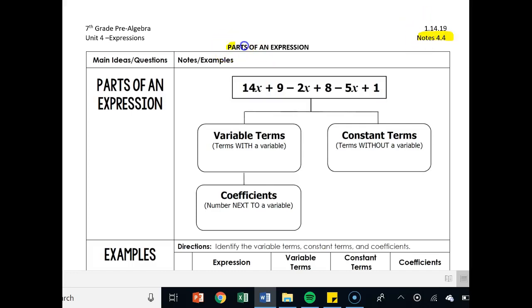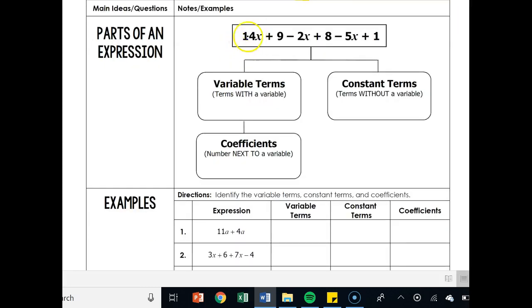Today we're talking about parts of an expression. So understanding the vocabulary terms behind an expression and what we call certain parts of it. So we take a look at this diagram. We have an expression here, 14x plus 9 minus 2x plus 8 minus 5x plus 1. What do all these things mean?